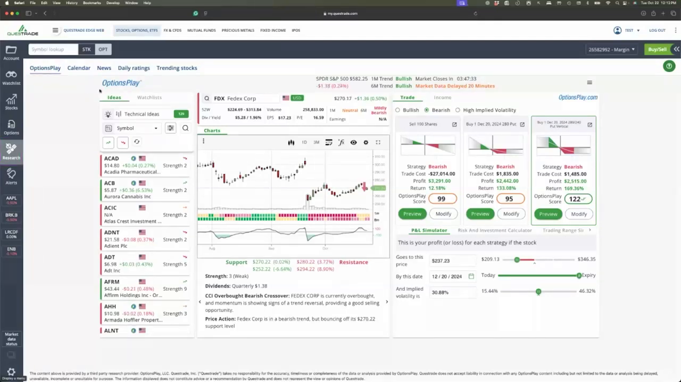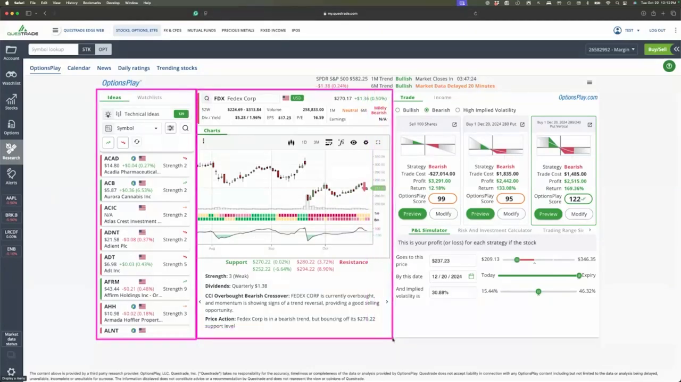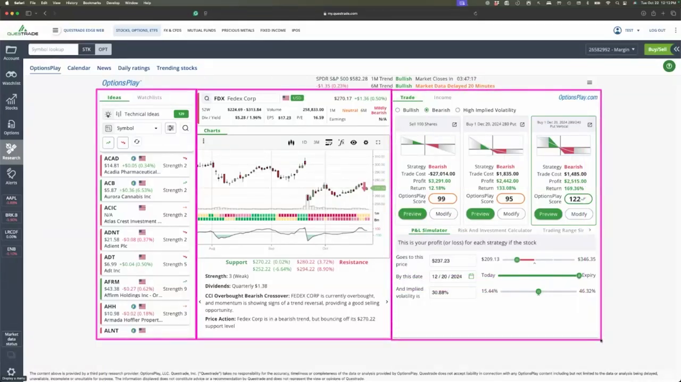Now, the platform itself is divided into three sections. You have trade ideas and watch lists here on the left-hand side of your screen. You have your security analysis panel here in the middle panel. And then we have trading and income here on the right-hand side of your screen. We call these three panels the what, the why, and the how, meaning what symbols should you pay attention to start your day? Why should you pay attention to it? And then how should you structure an options trade on the back of that?